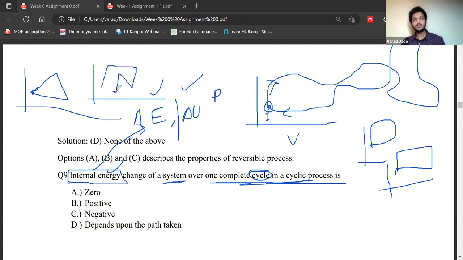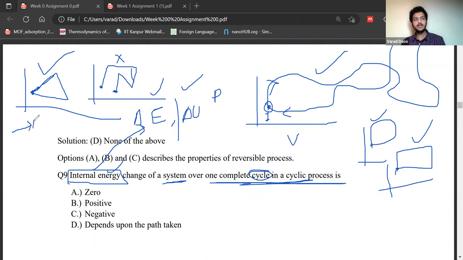However, this is not a cyclic process because this is the starting point, this is the end point. So the system does not come to its initial position. This is not a cyclic process. This is a cyclic process. This is a cyclic process. This is a cyclic process. This is a cyclic process. Okay. And additional information which I am giving is, a cyclic process can be of two types.